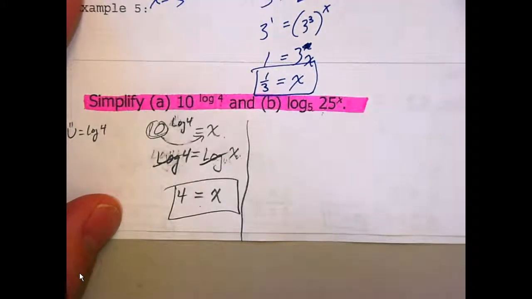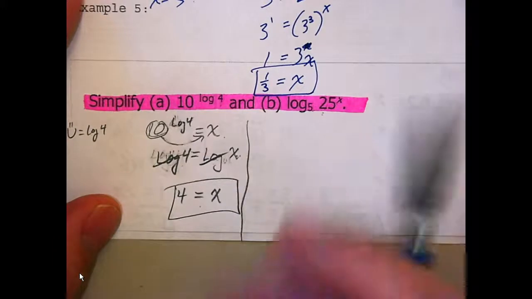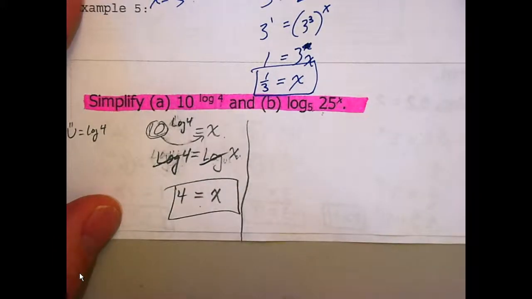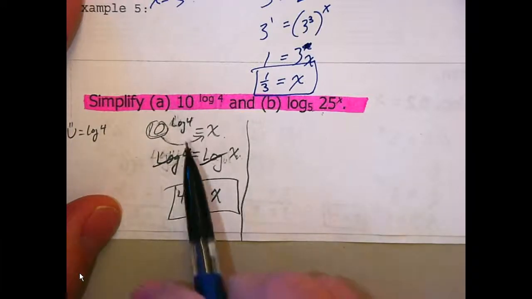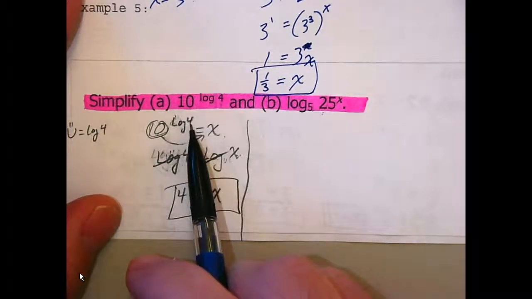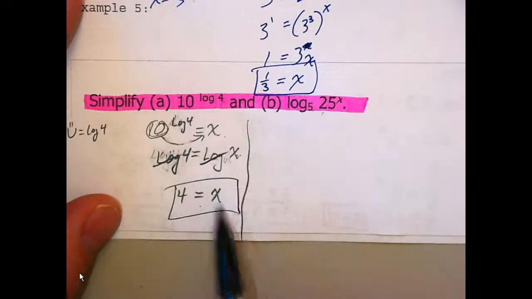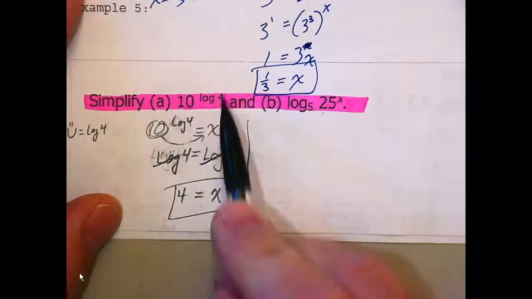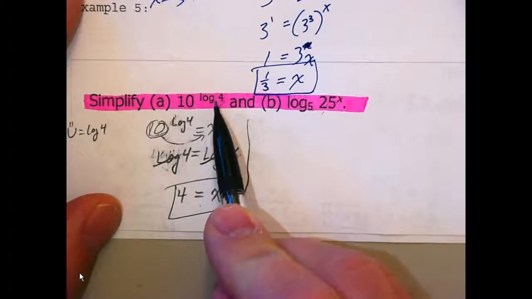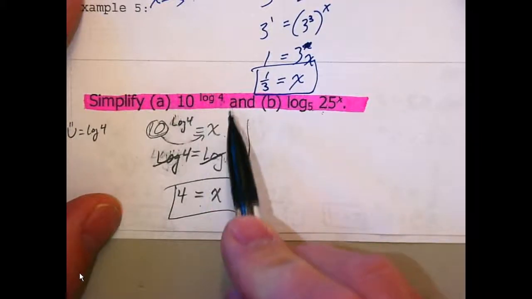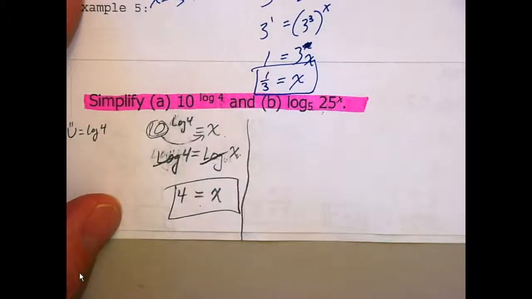Yeah? So on the log 4 side, is the 4 the base of the log, or is it like a log? This 4, right here, or this 4. This one, this is saying log. They're saying what is the log of 4? That means log base 10 of 4.